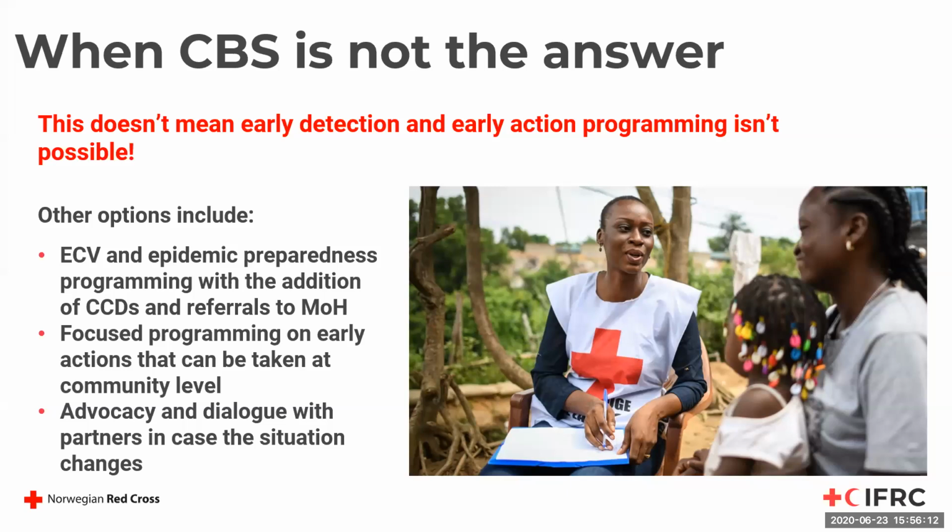This happens automatically in a lot of places without us actually tracking it as well. Making sure that within this, we're also focusing programming on early actions that can be taken at community level. So if a volunteer thinks they see someone with COVID-19, what are the action tools that they should be using within their community to protect their community? What is the advice they should be giving around hand washing, physical distancing, and masks, making sure all of that is really well known so that it can happen automatically. And then continuing with advocacy and dialogue with partners, especially the Ministry of Health, in case the situation changes, to really keep promoting it.